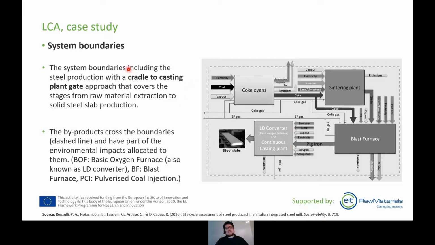As I mentioned before, it was cradle to casting plant gate, so cradle to gate. The use phase, the transformation of these steel slabs, and the end of life of these materials were not taken into account. They were outside the system boundaries.